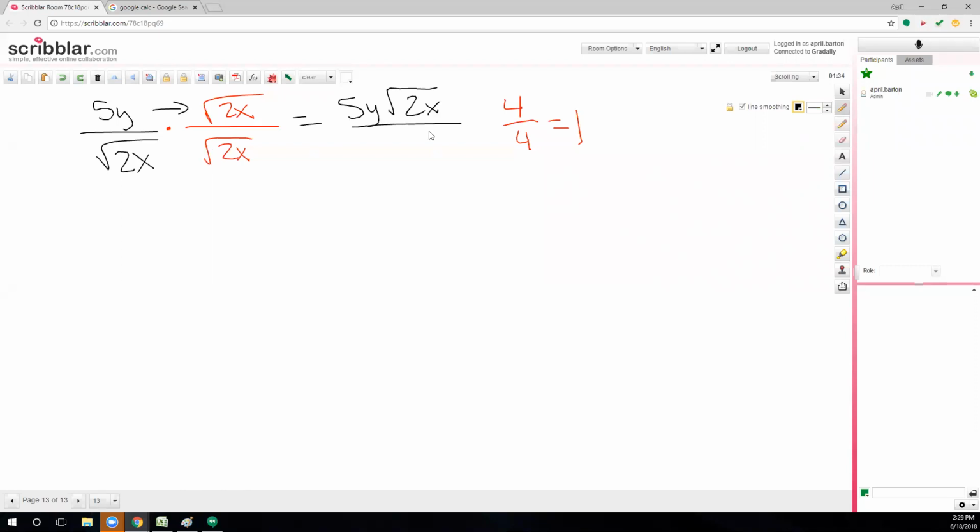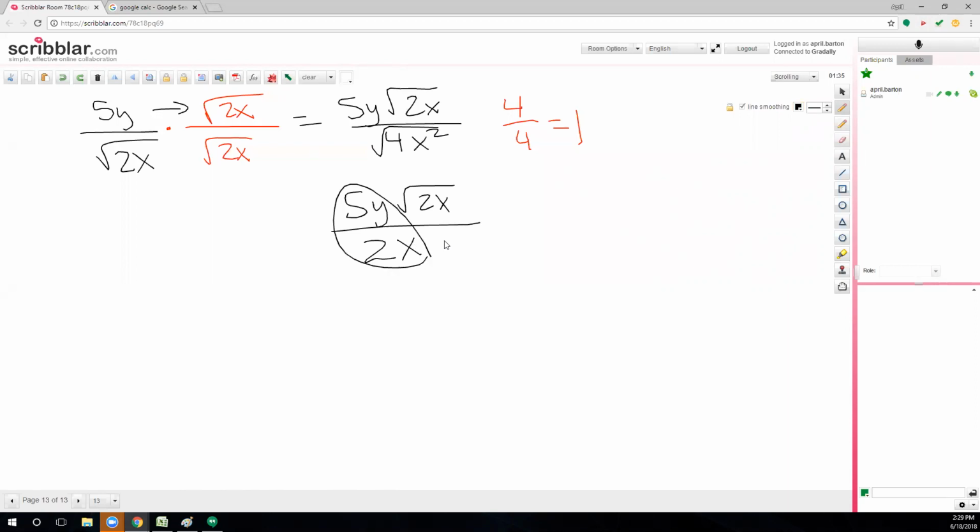But on the bottom, we can combine. 2 times 2 is 4, because they're both under radicals. And x times x is x squared. But we picked that thing to multiply by specifically because now we can take the square root. The square root of 4 is 2, and the square root of x squared is x.